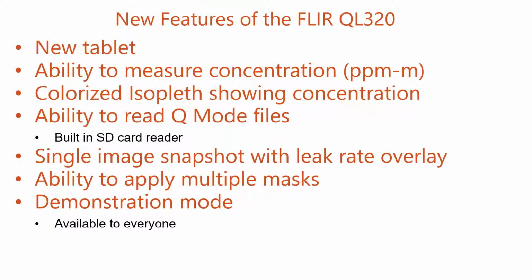You'll see that the plume overlay isoplex is now colorized to show the concentration gradient of the plume. I mentioned the built-in SD card reader will make it easier to process those Q mode files. On the report, there's a single image snapshot that gives you the leak rate overlay on top of the image, and you can now add multiple masks to the measurement boundary when you're doing a mass emission rate. I'll show you how that works. And then, believe it or not, we had a lot of customers ask for a demo mode. We made this demo mode primarily for the sales staff to be able to show archive videos in a conference room format, and have it mimic how it would look in the field. A lot of customers asked to have this feature so they could have their own training library for their staff. So these are the features I want to cover.